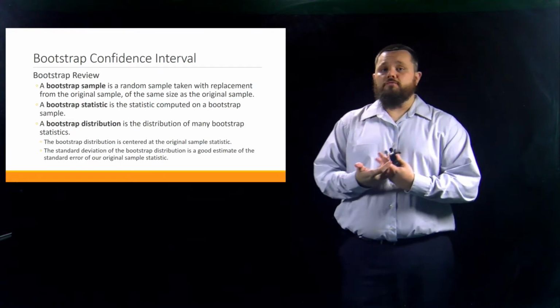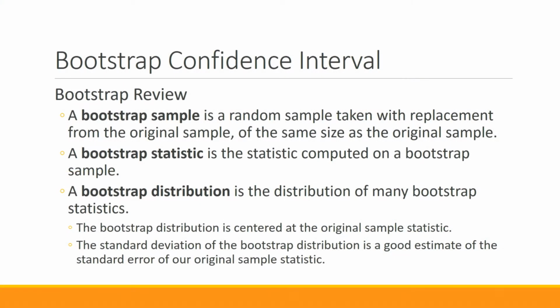So just to review a few Bootstrap terms. A Bootstrap sample is a random sample taken with replacement from the original sample that is of the same size as the original sample. So if you've got a sample of 20 observations, to take a Bootstrap sample, randomly select one of those 20 observations, write it down, put that observation back, do it again, do it again, do it 20 times, and then that would be your Bootstrap sample.